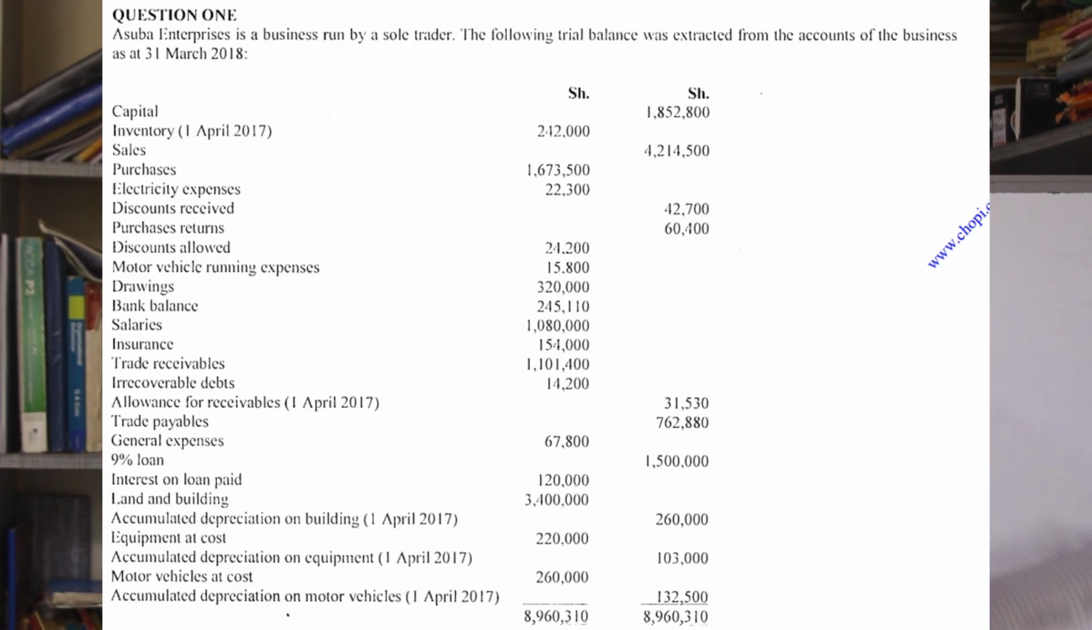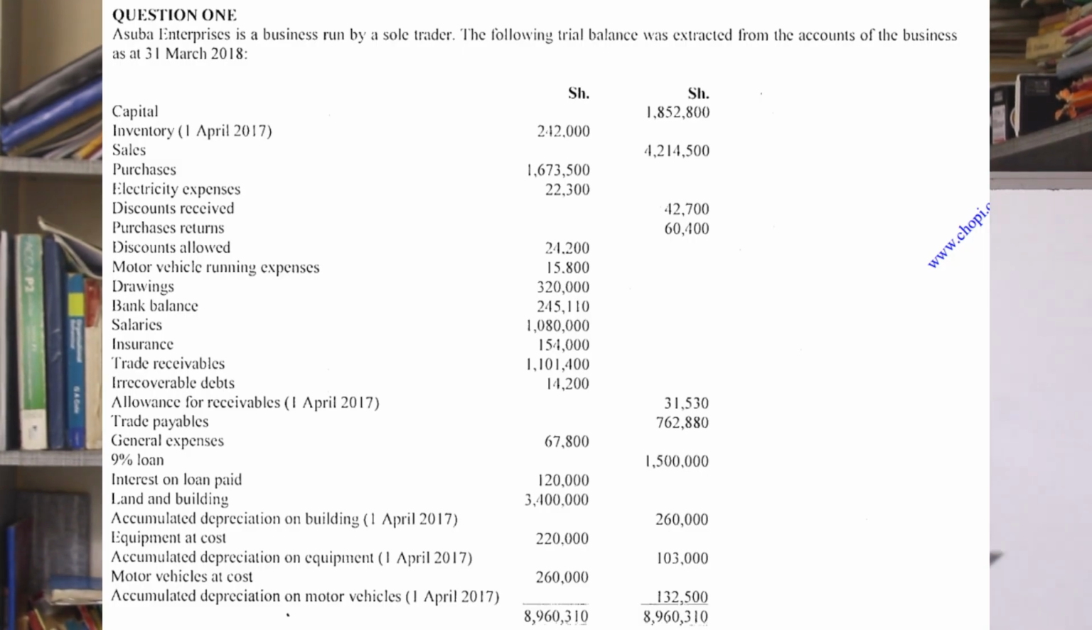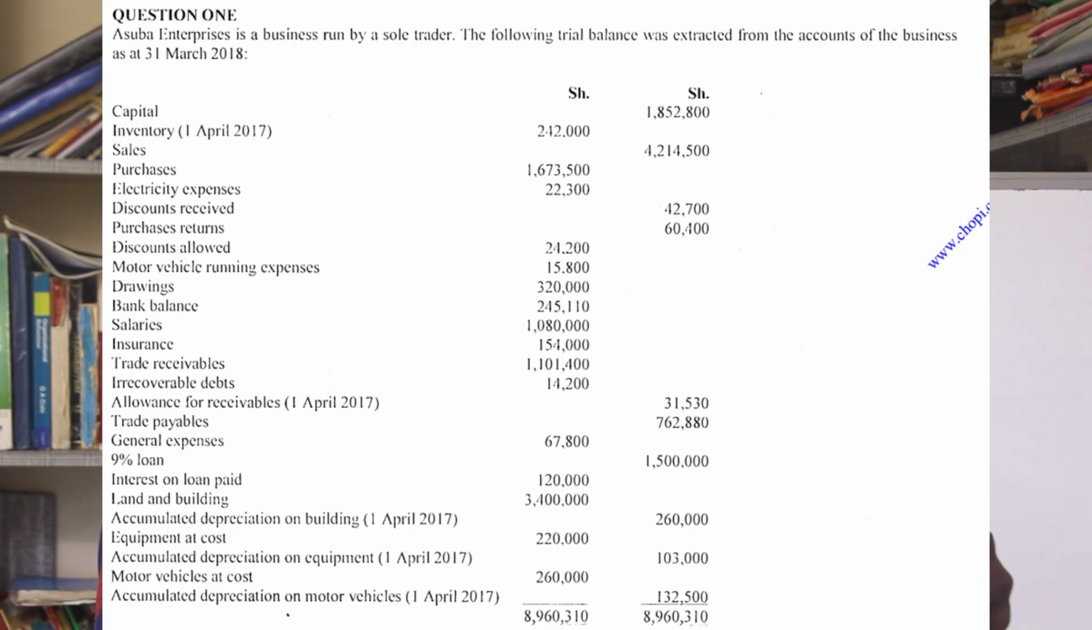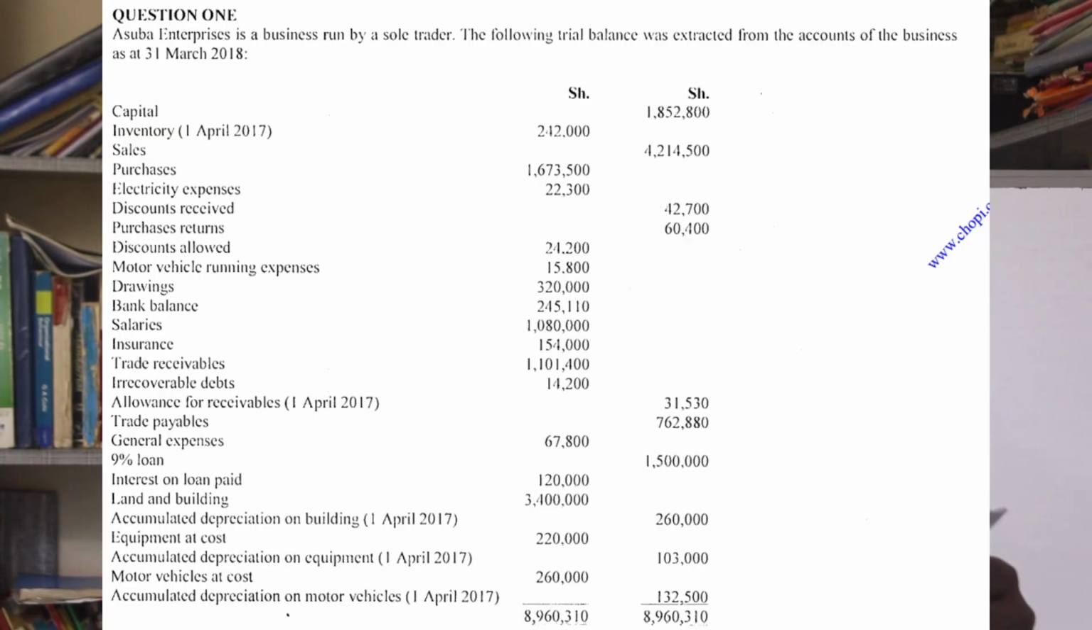Is that 1st of March 2018? Capital 1,852,800. Inventory, that's opening inventory, 242,000. Sales, 4.2 million. Purchases, 1.6 million. Electricity, 22,300. Discounts received, 2,700. Purchases returns, 6,400. Like I've always said in the past, ensure that as you read through the question, always read through the question.